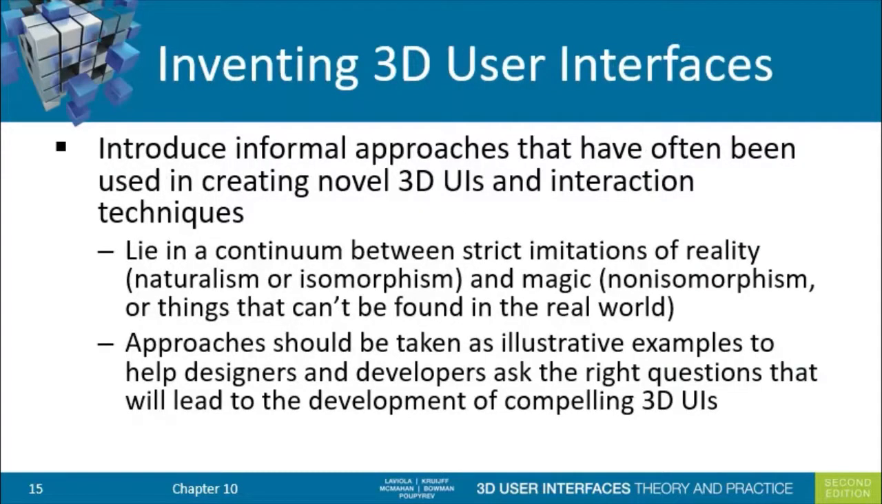Okay, I will discuss inventing 3D user interfaces. Introduce informal approaches that have often been used in creating novel 3D UIs and interaction techniques. These approaches lie in a continuum between strict imitations of reality, naturalism or isomorphism, and magic, non-isomorphism, or things that cannot be found in the real world. Approaches should be taken as illustrative examples to help designers and developers ask the right questions that will lead to the development of compelling 3D UIs.